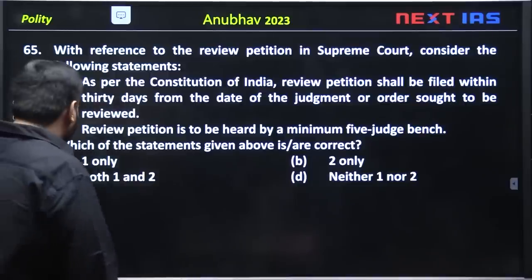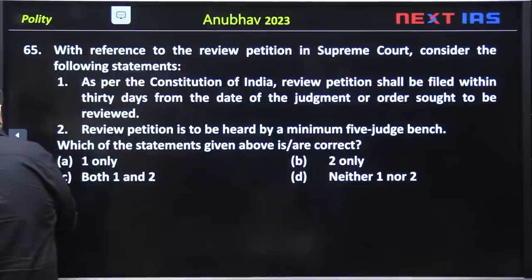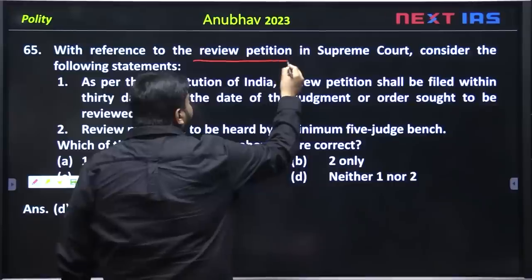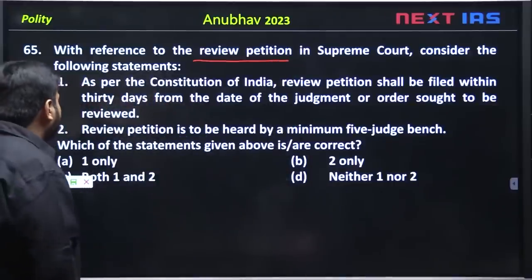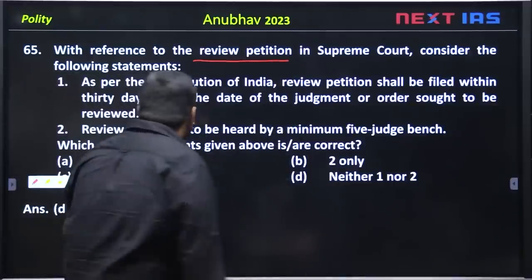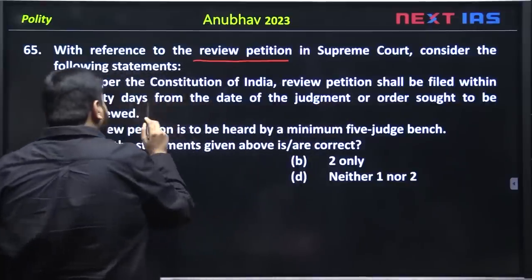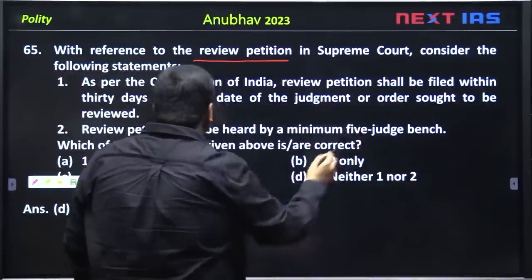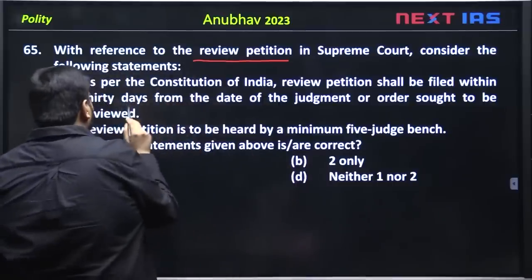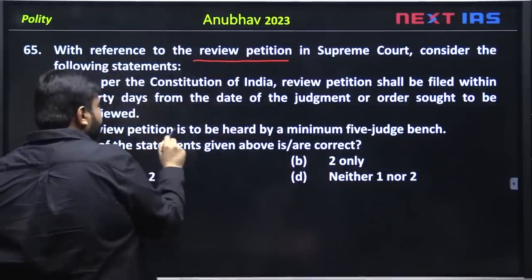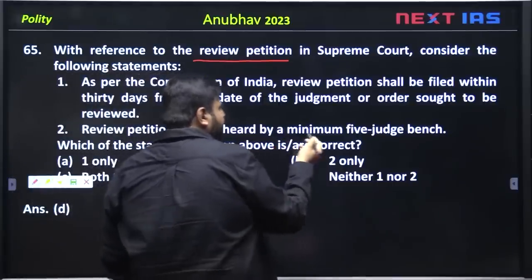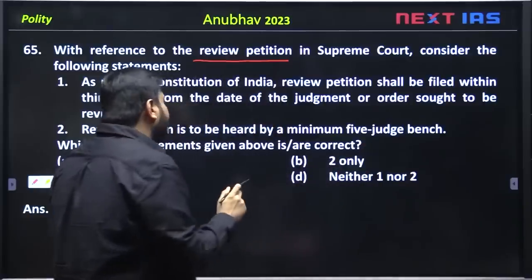With reference to the review petition in Supreme Court, consider the following statements. As per the Constitution, the review petition shall be filed within 30 days of the judgment or order sought to be reviewed. Second, review petition is to be heard by a minimum 5 judge bench. Which of the following are correct?